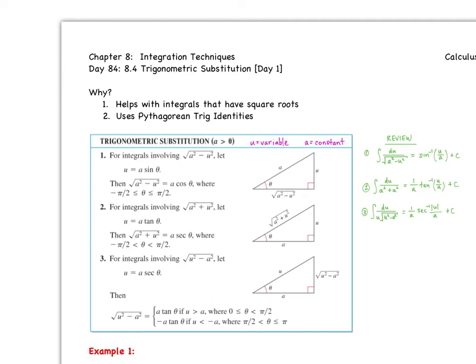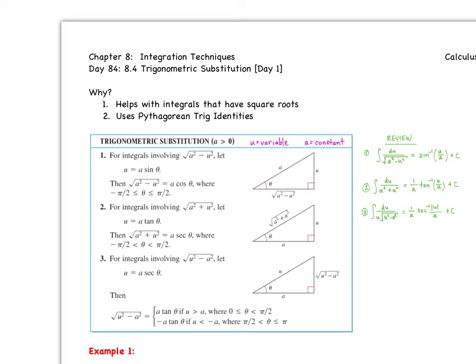Welcome to 8.4 Trigonometric Substitution. This is the first day on this topic. So why would we use trig substitution instead of all the other methods? Well, first, trig substitution can help with integrals that have square roots. So we're going to look at when we're going to use it, and then we can use some Pythagorean trig identities, set up some triangles, and go from there.